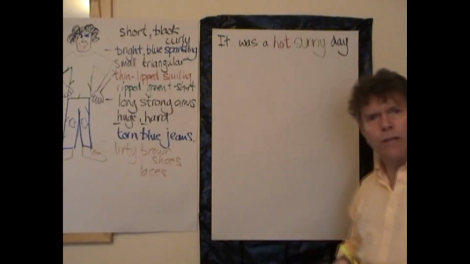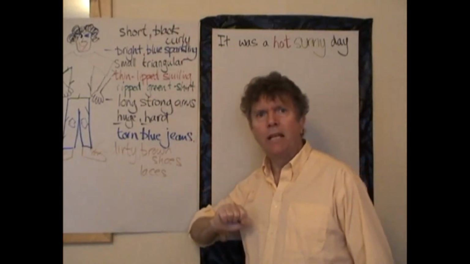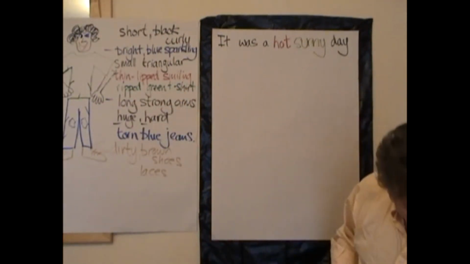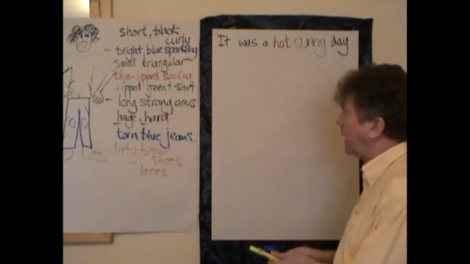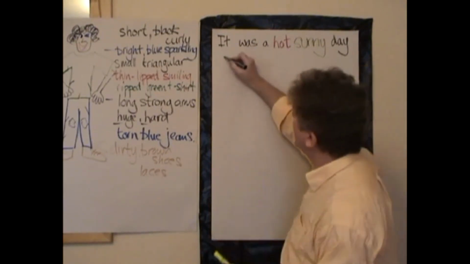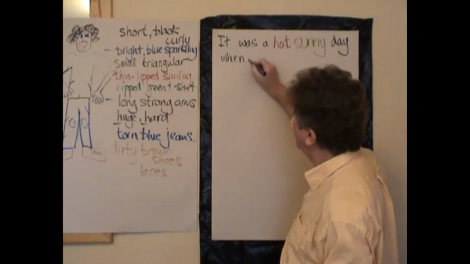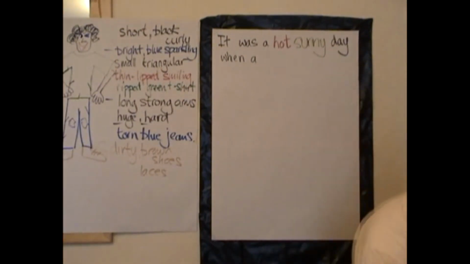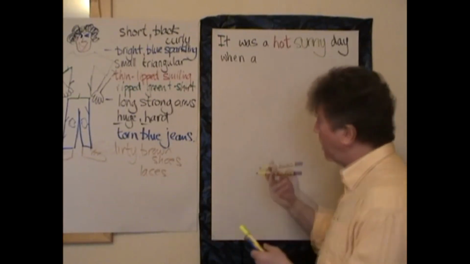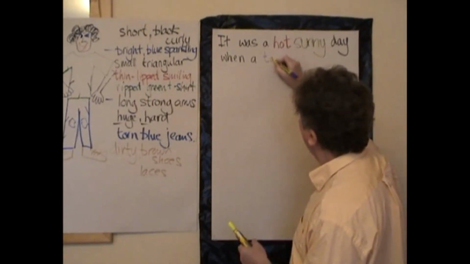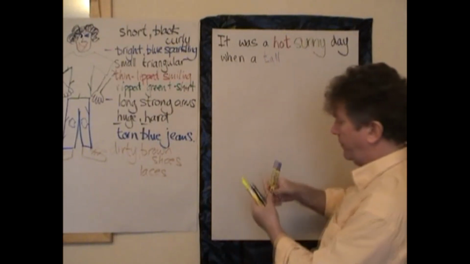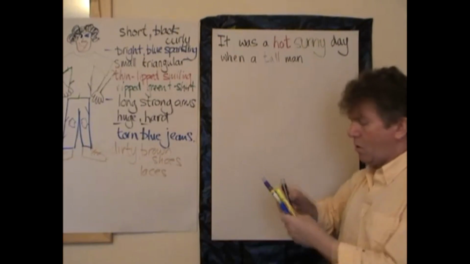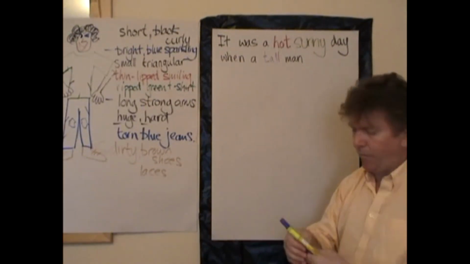All right, and who was in our story? It was this man. Let's talk about something from his head. Oh, he had bright blue sparkling eyes. So let's put that in. It was a hot sunny day when a man. What kind of a man? A tall man. Okay, I'm going to put tall in purple. When a tall man with bright blue eyes, write that in blue.